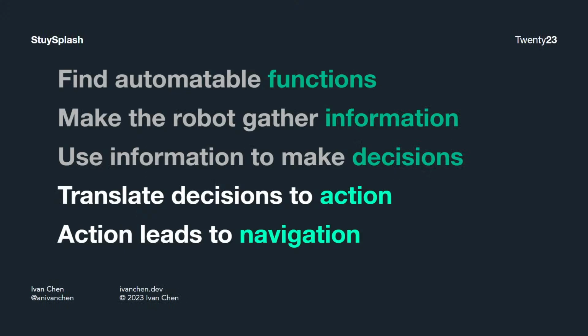Anyways, so after that, we want to translate these decisions into actions, and then these actions will lead to navigation of the robot. So the robot will start to move around based on all of these things that it has just done.